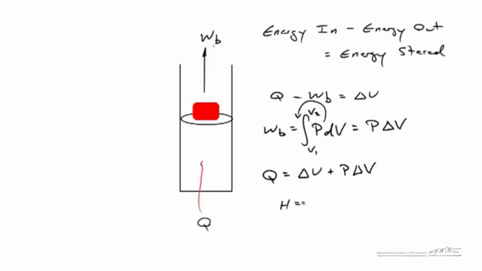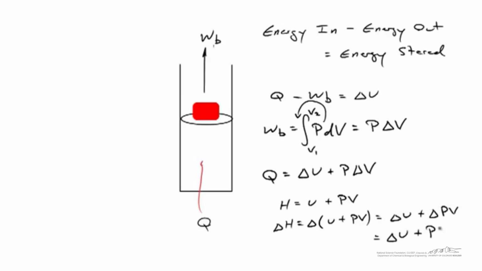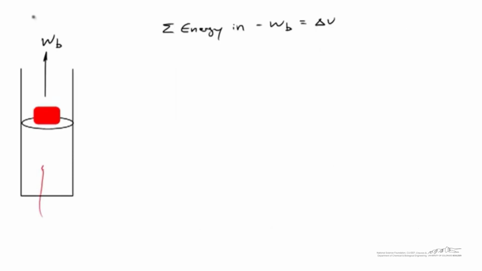And by definition, we're just calling this letter H, enthalpy. We're just saying that's U plus PV. It means delta H is equal to delta U plus delta PV. Because the pressure is constant, it's equal to delta U plus P delta V. So Q is equal to delta U plus P delta V, which is simply equal to delta H.